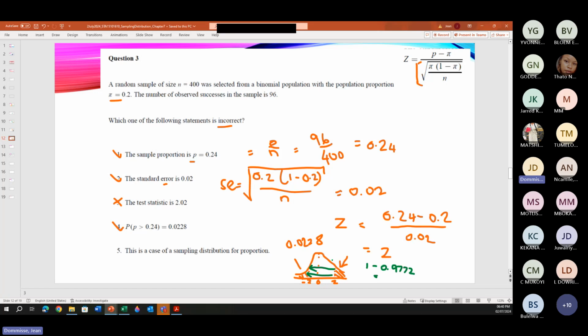And then the last one was this case of sampling distribution of proportion. I think they actually call it a binomial population with a population proportion, and we're working with a sample, so it is sample distribution of proportion.